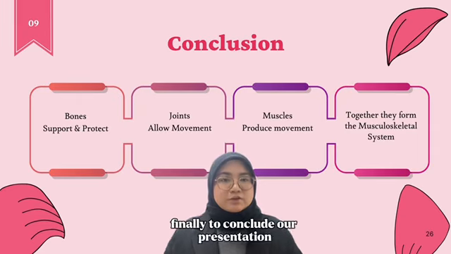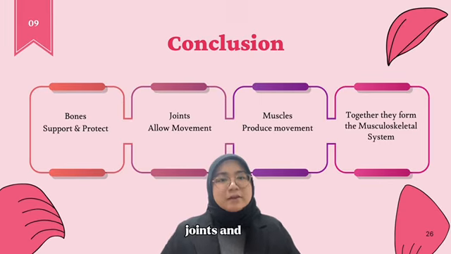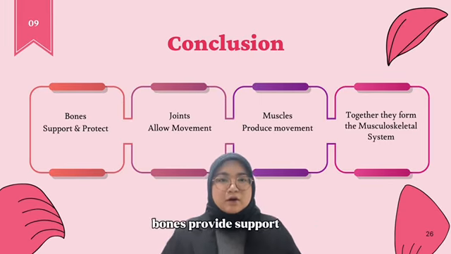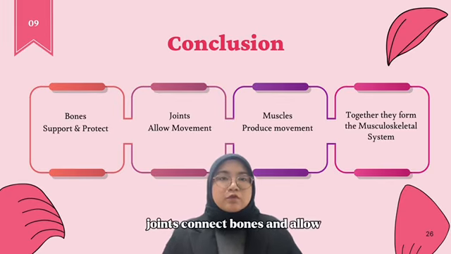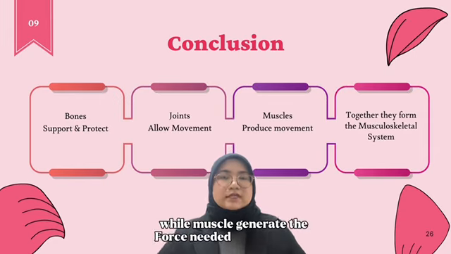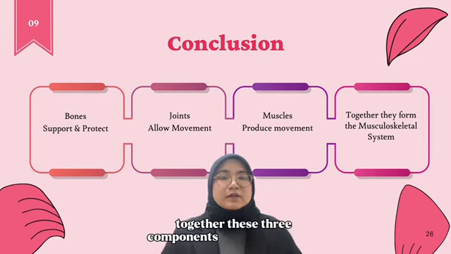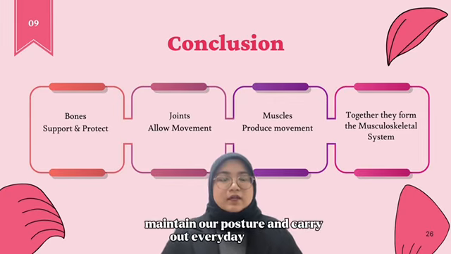Finally, to conclude our presentation, the musculoskeletal system is made of bones, joints, and muscles, and each of these structures plays an important role. Bones provide support for the body and protect our internal organs. Joints connect bones and allow movement, while muscles generate the force needed for movement through contraction and relaxation. Together, these 3 components enable us to move, maintain our posture, and carry out everyday activities.